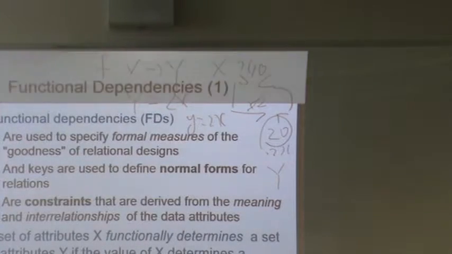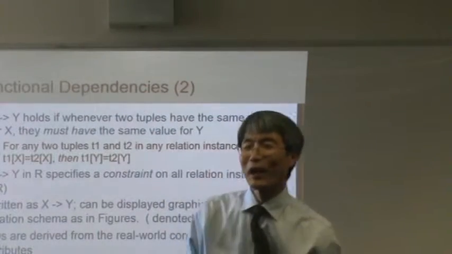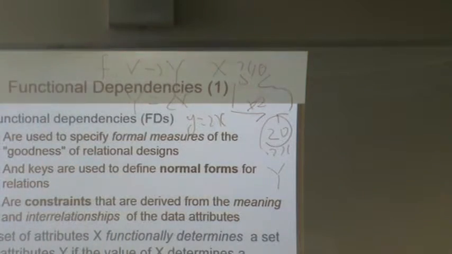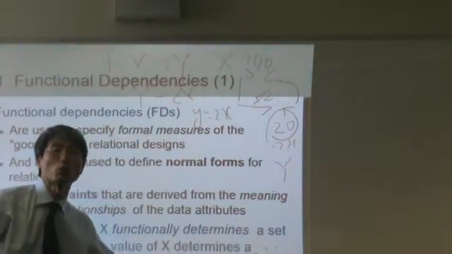For example, if I know the UBID, I can find name, major, GPA, all other attributes. That makes sense. That's how it usually works. So if we know the x, it determines y.